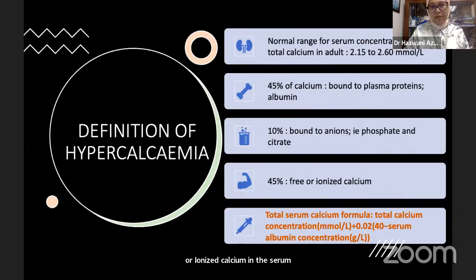So if we have a patient with a fluctuating, particularly low, serum albumin, we have to correct and find the real total serum calcium. We subtract 40 from the existing serum albumin concentration in patients who are severely or significantly hypoalbuminemic, multiply by 0.02, and then add the lab result of total calcium concentration, so that the one that we are treating is the corrected total serum calcium.